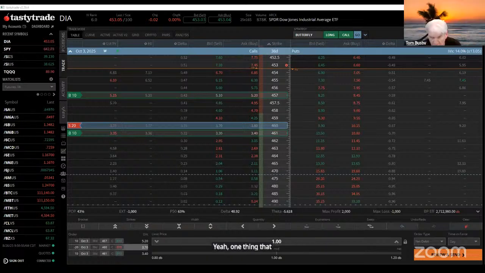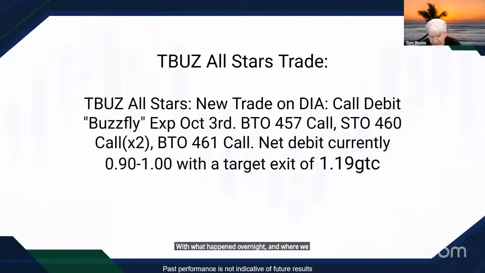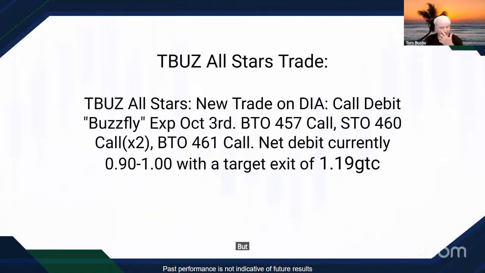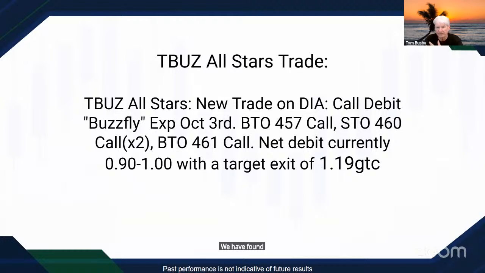One thing that we do on Power, I will do it any week, but it's always subject to pulling back if the trend's in doubt. With what happened overnight and where we're trading right now, if we're above 75 on the S&P, I would have done Power. But we also have the NVIDIA news tomorrow after the close. You've got to report Thursday and Friday. When you're trying to do a 3 or 4 day trade like we do in Power, we have found it's better to stand on the sidelines and wait for the next week, when you don't have all those outside influences on the current trend. Plus, it's the first of the month too, which is usually a better time.